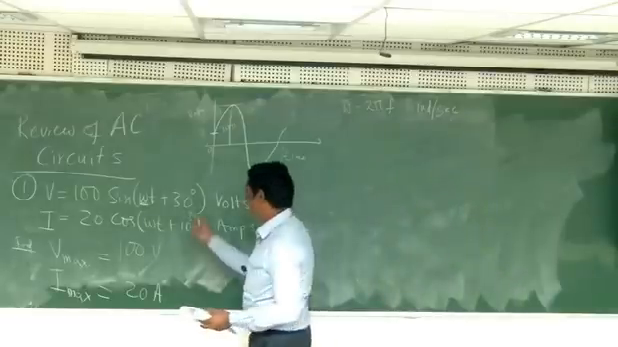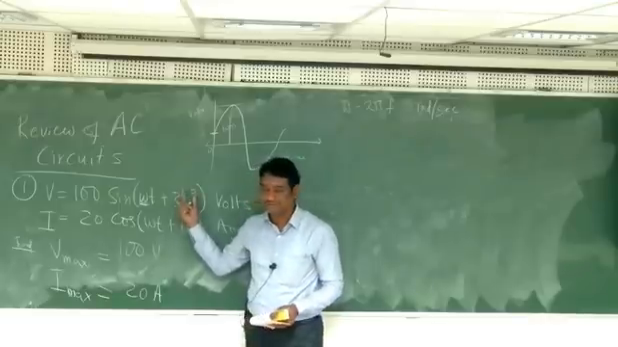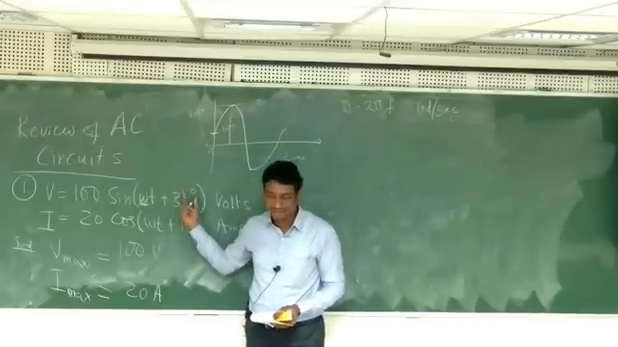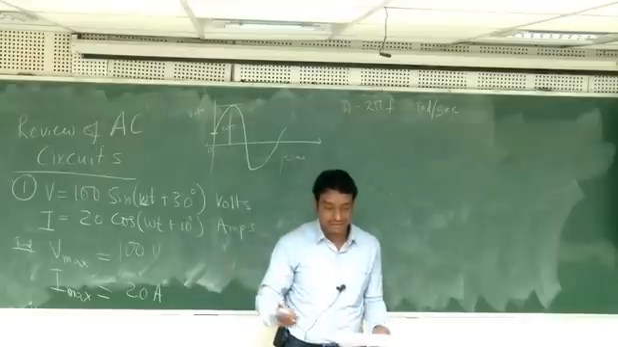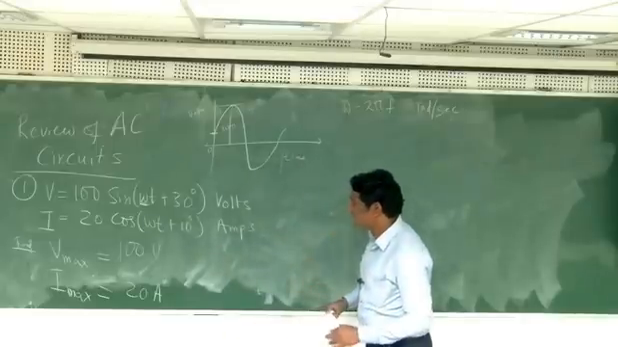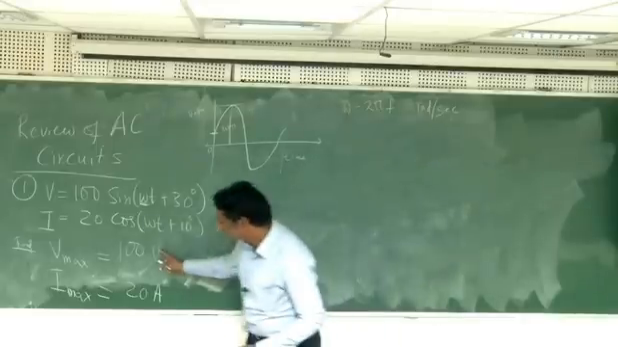If it is in radians, then it will be written, you know, pi by 2 or pi by 6 or something like that. Then you know that okay, it is radians. So don't get confused with that. Okay, that was about Vmax and Imax.